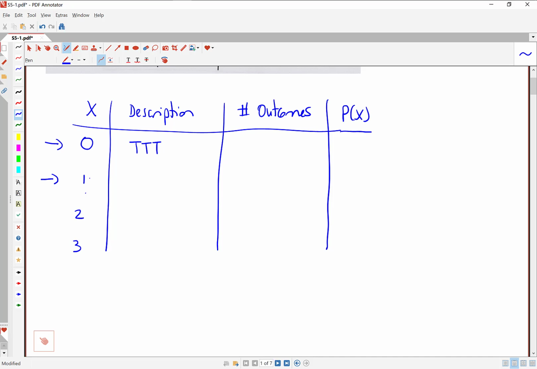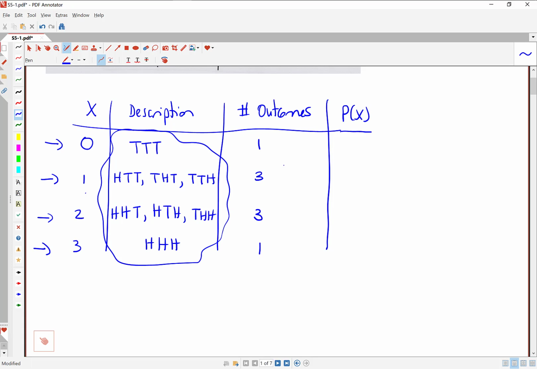But for X equal 1, there's actually more than one way for that to happen. If we get 1 head, we could have heads, tails, tails; tails, heads, tails; or tails, tails, heads. So for X equals 0, there's just one possible outcome, but for X equal 1, there are 3 outcomes. So we're going to figure out the number of outcomes for the other 2 X values. If X is 2, let's think about all the ways we can get 2 heads: heads, heads, tails; heads, tails, heads; and tails, heads, heads. So that's 3 outcomes. And for X equal 3, 3 heads, there's just one way to do that: heads, heads, heads.